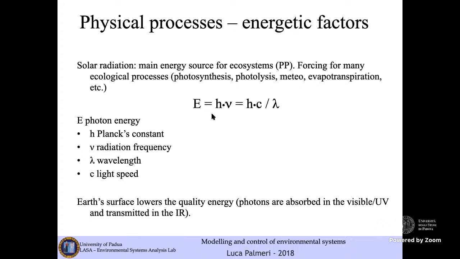In particular, we mean the main source for a basic process of biological biomass production that is called primary production. So the solar radiation is the forcing function for many ecological processes, starting from photosynthesis, photolysis, evapotranspiration, and so on.